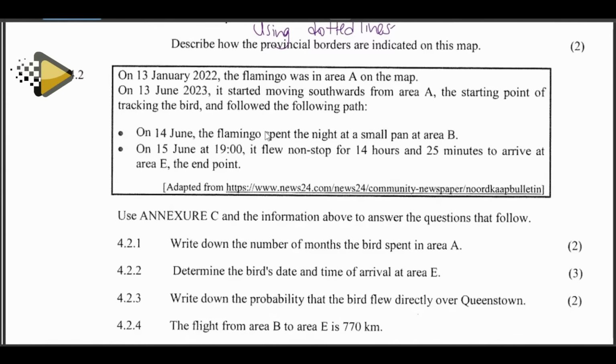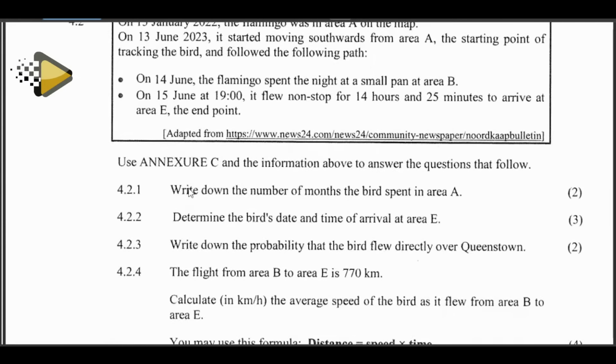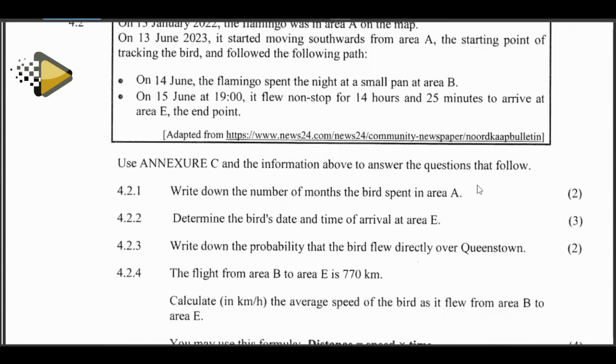On 13th January 2022, the flamingo was in area A on the map. On 13 June 2023, it started moving southwards from area A, the starting point of tracking the bird, and followed the following path. On the 14th June, the flamingo spent the night at a small pan at the area B. And on the 15th at 19 hours, it flew non-stop 14 hours and 25 minutes to arrive at area E, the end point. Now they're asking us, write down the number of months the bird spent in area A.